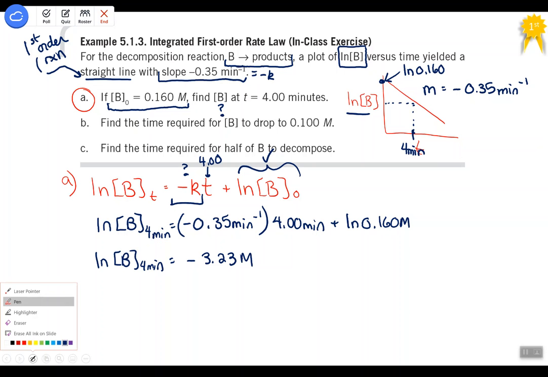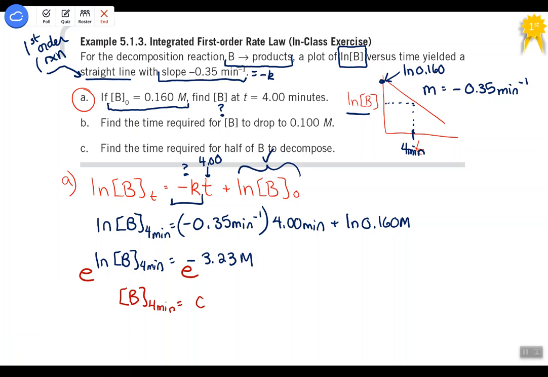Now we've solved for ln B, but I don't want the ln B, I just want B. So I can take the e, the exponent of both sides, to isolate simply for B. Therefore, after the reaction proceeds, the concentration will have gone from 0.16 all the way down to 0.04, which is what we would expect, that concentration going down. So that's part A.